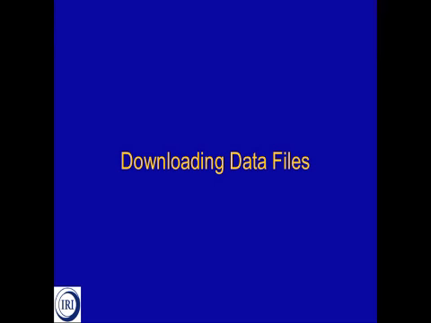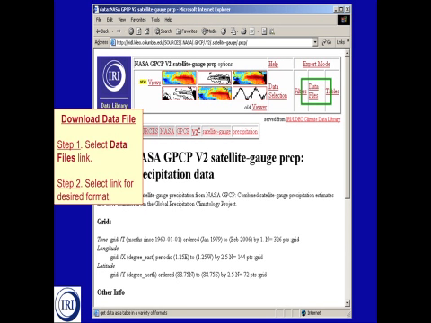Okay, let's now talk about downloading data files. So back on the main dataset page, there are really two steps involved in downloading a data file. The first step is to select the Data Files link at the top of the page. And that will bring you to the data download page, and on that page you would then select the link for the format that you wish to use.